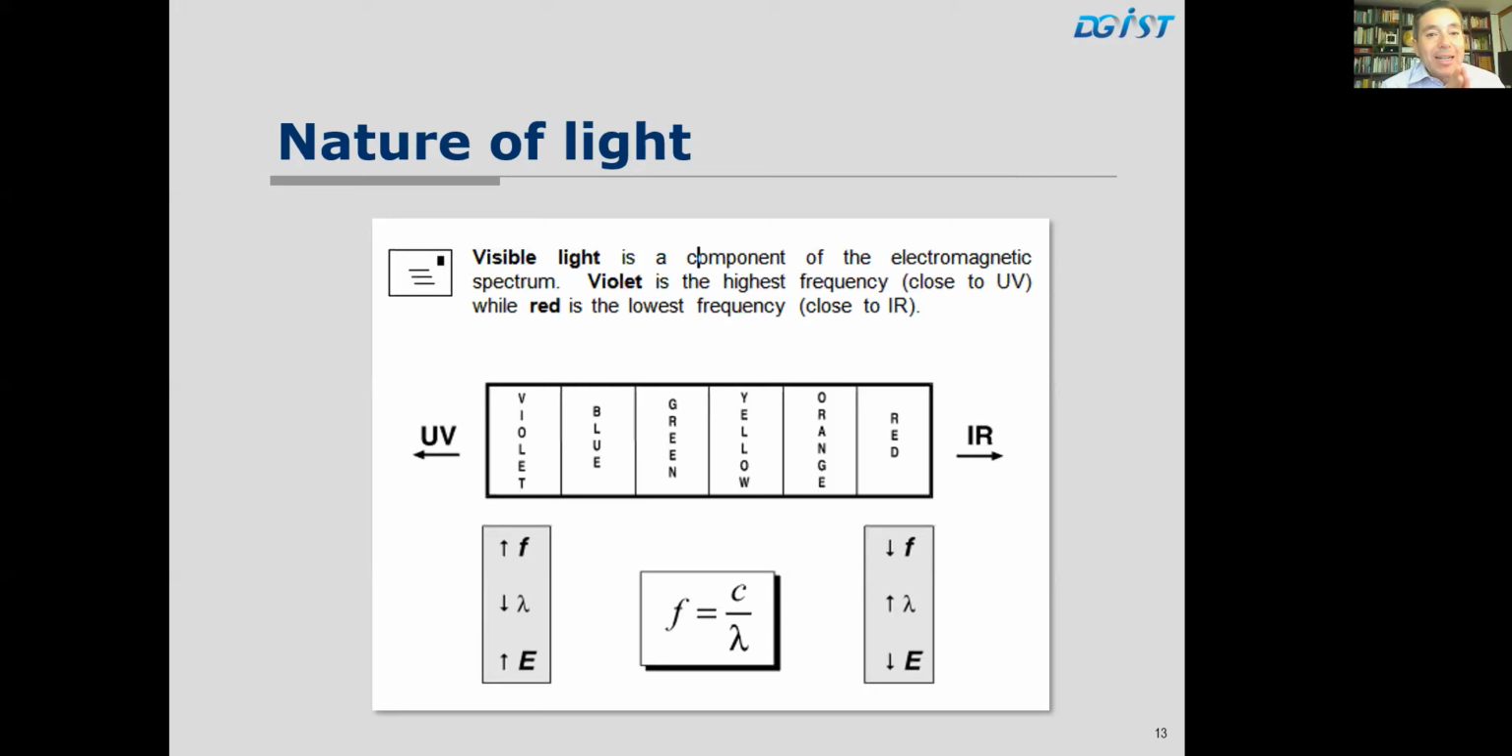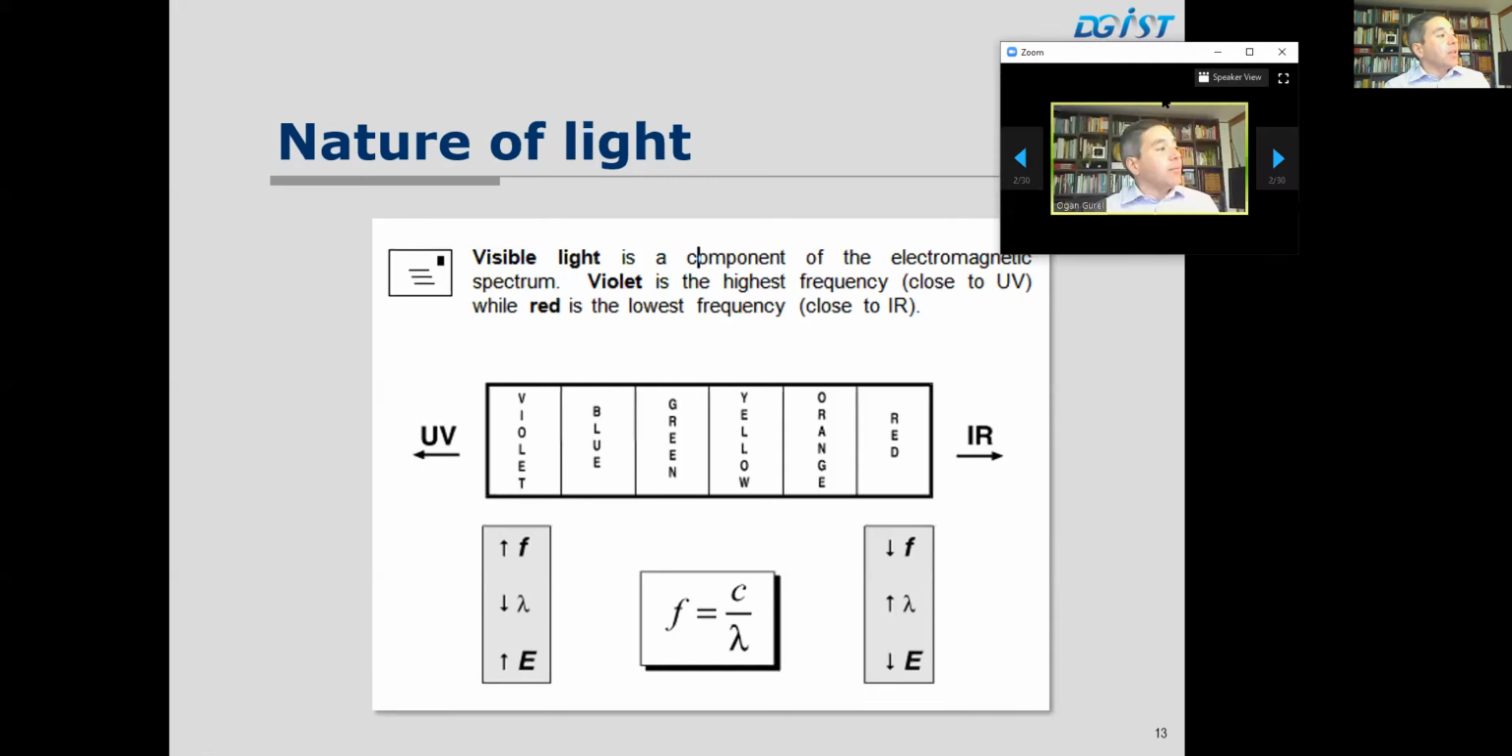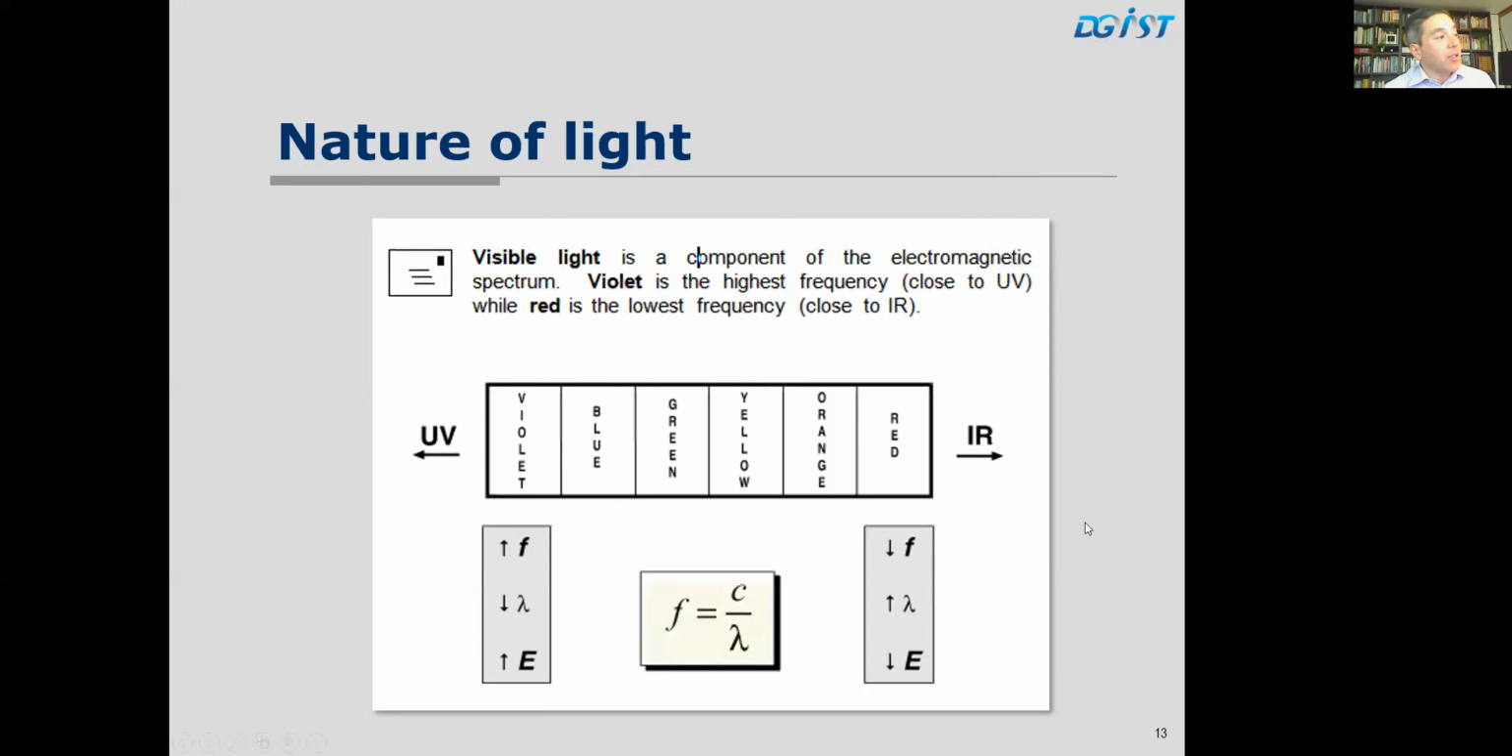So now let's focus a little bit on visible light. Visible light is a component of the electromagnetic spectrum, varying between violet, which is the highest frequency, highest energy, shortest wavelength, all the way to the red region, which is the lowest frequency, longest wavelength. And in between, we have different colors here. As I mentioned, the wavelength is inverse to the frequency. The visible spectrum is flanked by the infrared region on the lower frequency side, and the ultraviolet region on the higher frequency side.